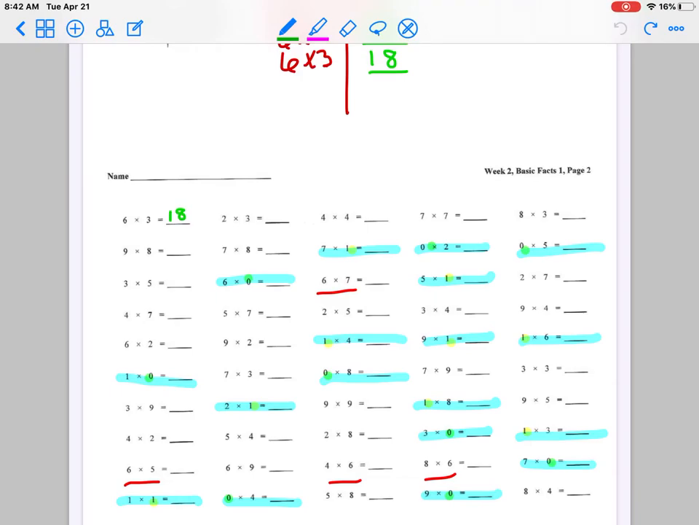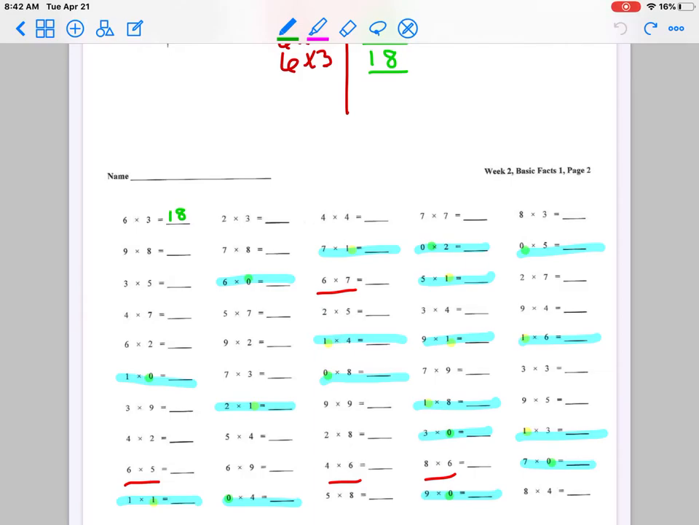For example, 6 times 0 equals 0. 0 times 2 equals 0. Any number multiplied by 0 equals 0. Any number multiplied by 1 stays the same, is itself, equals the same number. 7 times 1 equals 7. 1 times 8 equals 8. The number stays the same.